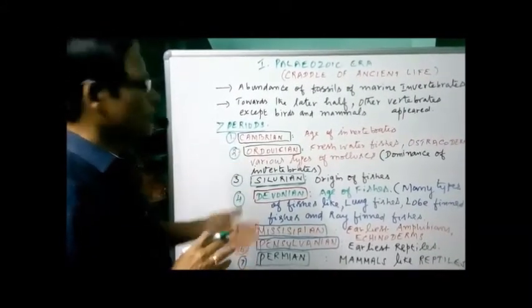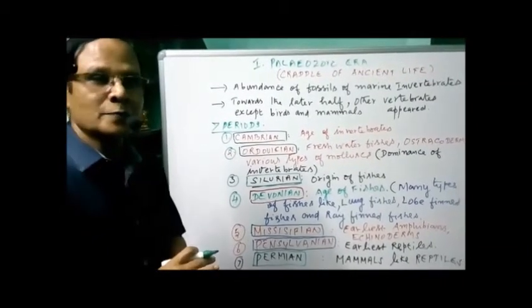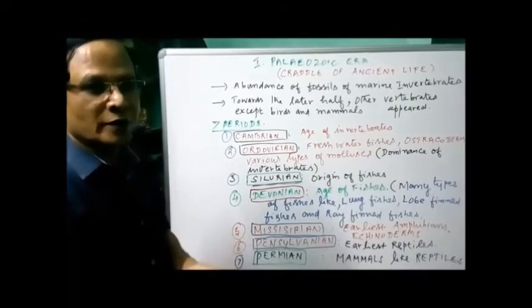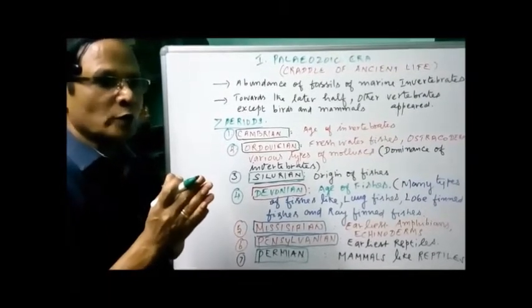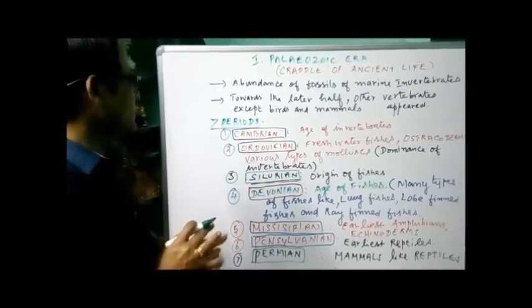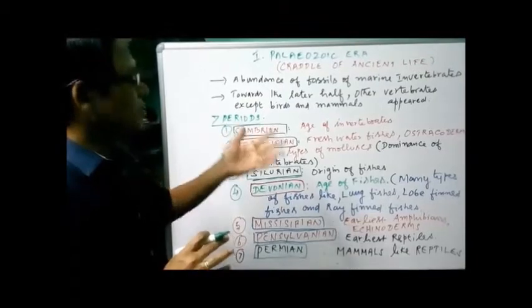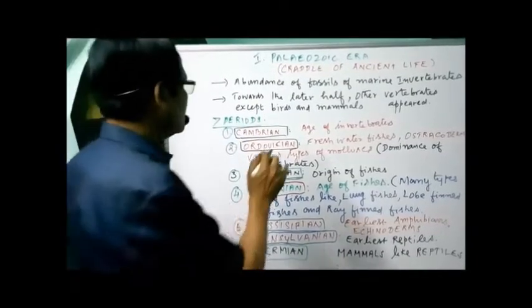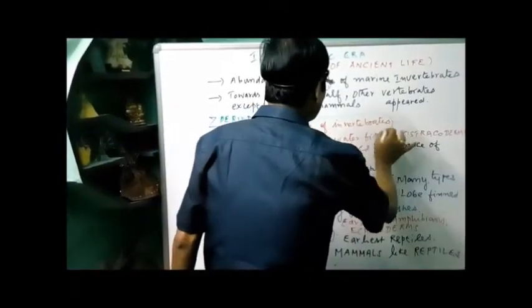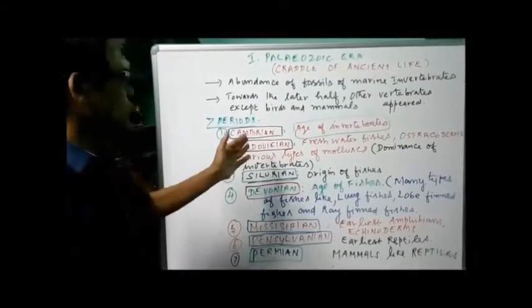And before the Cambrian, we have the pre-Cambrian period also. That was marked by the presence of eukaryotes and also the multicellular lower animals. In the Cambrian period, there was dominance of invertebrates, hence aptly called the age of invertebrates. Then Ordovician.